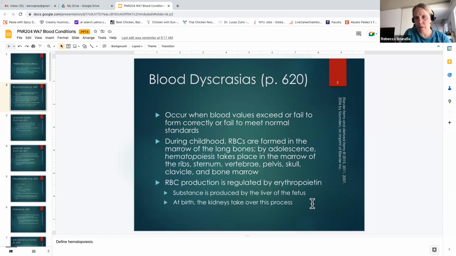There's also a synthetic version. If someone is not able to produce red blood cells for some reason, if they're having a problem with their bone marrow, this is a medication that is commonly given to patients that have problems with their bone marrow, and it helps them produce cells. It's the synthetic form of the hormone that our body produces naturally.